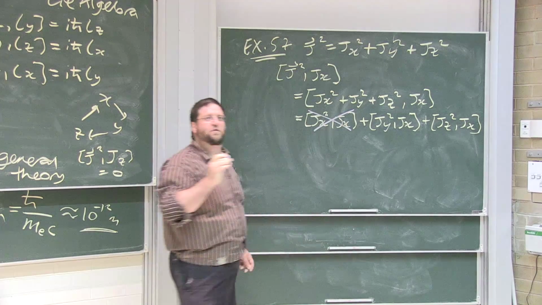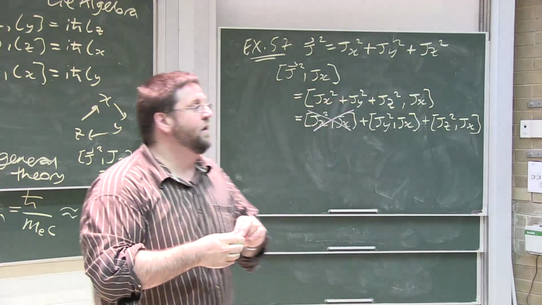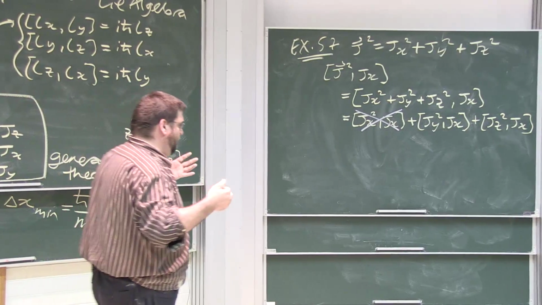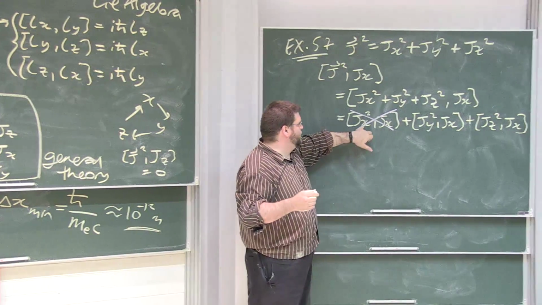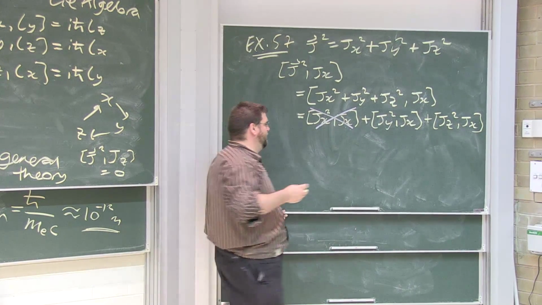Why can I cross this off on inspection? Because you've just ended up with Jx cubed minus Jx cubed. Beautiful. So the answer is I can cross this off on inspection because I'll just end up with Jx cubed minus Jx cubed, which vanishes. That's good.